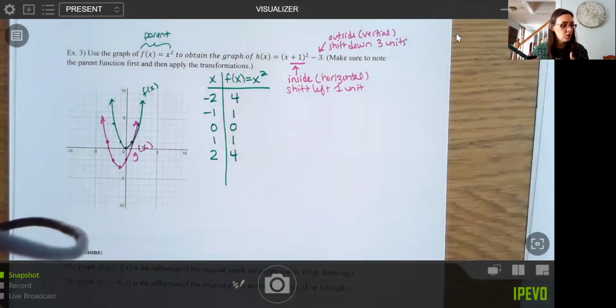If you don't like that, check out the example in your book. On page 289, it goes through the two changes one by one. First they do that horizontal shift to the left, and then they do the shift down after that. So you can do it that way too.